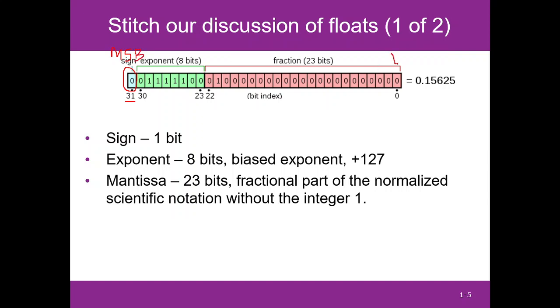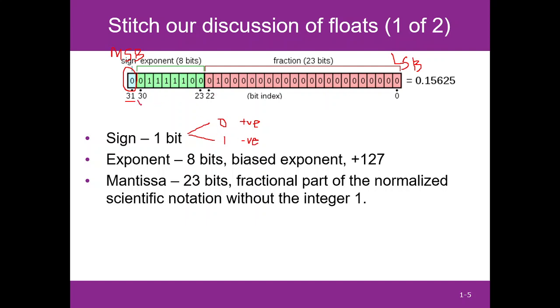And the LSB, the least significant bit. Okay, so I hope you remember these notions as well. The sign information is stored here. By convention, positive sign is represented by 0 and negative sign is represented by 1. So bit number 31, if it is 0, that means the real value is positive. If it is 1, that means the real value is negative. So the sign information goes here.